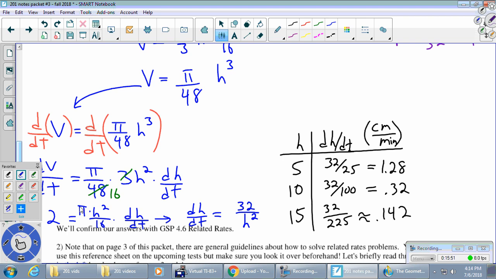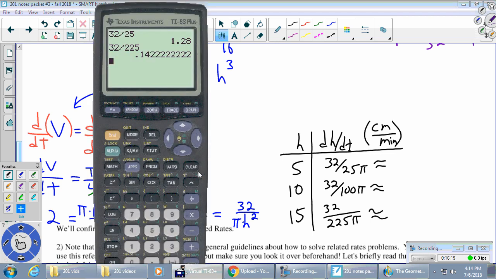Okay, but no excuses. So we're going to put that pi where it belongs, which is underneath. Divide both sides by pi. So that is going to change these numbers here. So we'll try this again. So it should have been 32 over 25 pi, and 32 over 100 pi, and 32 over 225 pi. And we will get much smaller numbers, roughly a third of what they were before.